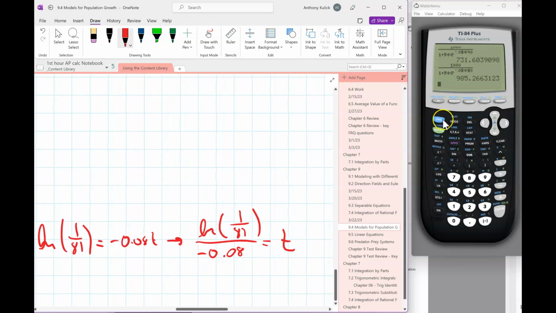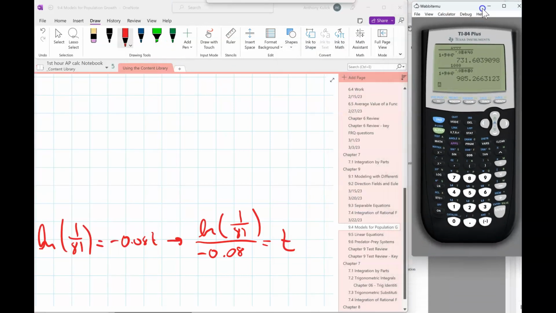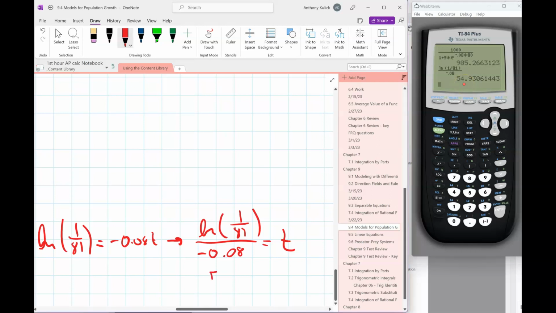So at that point, it's calculator time. Again, I'm going to use the fraction command. This one, I guess it doesn't really matter. So I get 54.9-ish. And that's all she wrote.